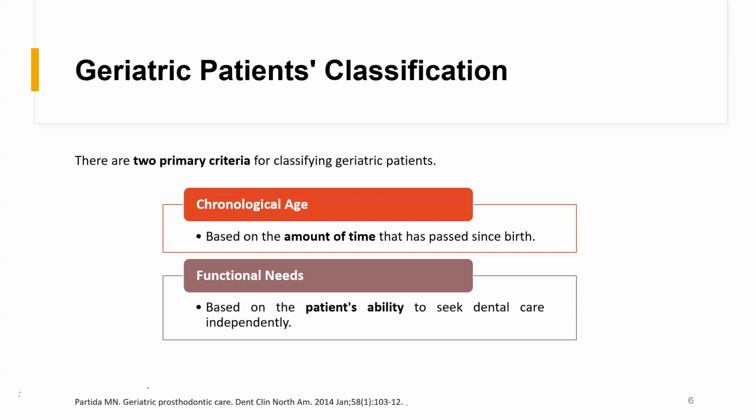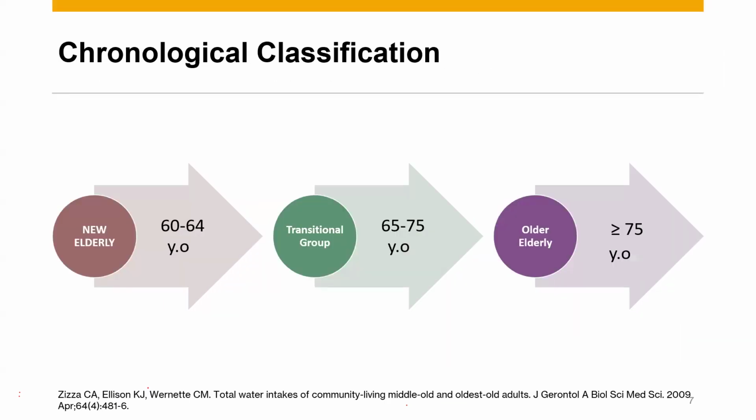Now, for the chronological classification, elderly patients fall into three main categories based on their chronological age. The new elderly represent those aged between 60 and 64 years old. The transitional group represents those aged between 65 and 75 years old. And finally, the older elderly represent those 75 years old and more.